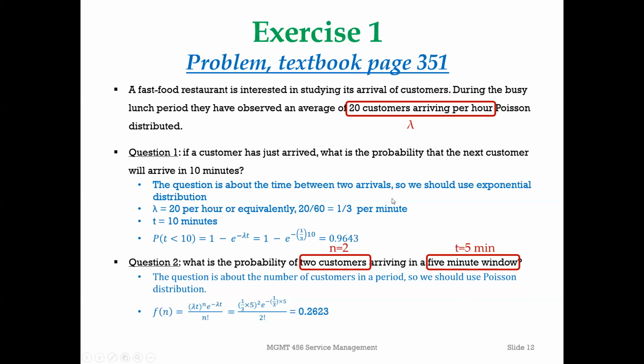So in the first question, we applied exponential distribution because this is talking about the inter-arrival time. In the second question, we used Poisson distribution because this is talking about the number of customers in a time period.